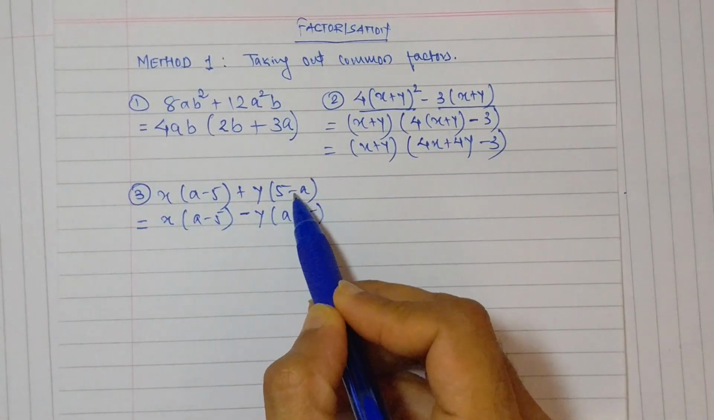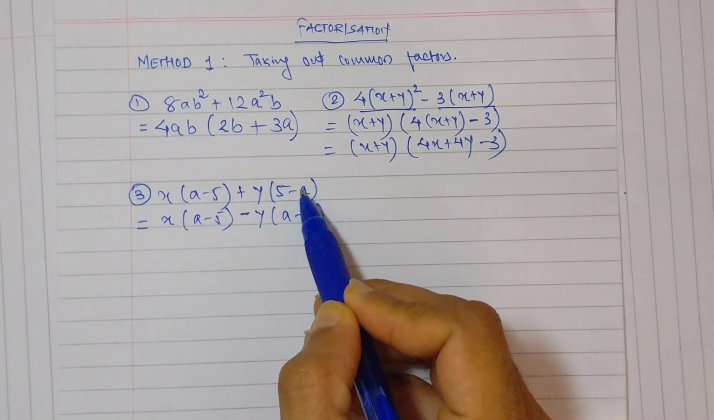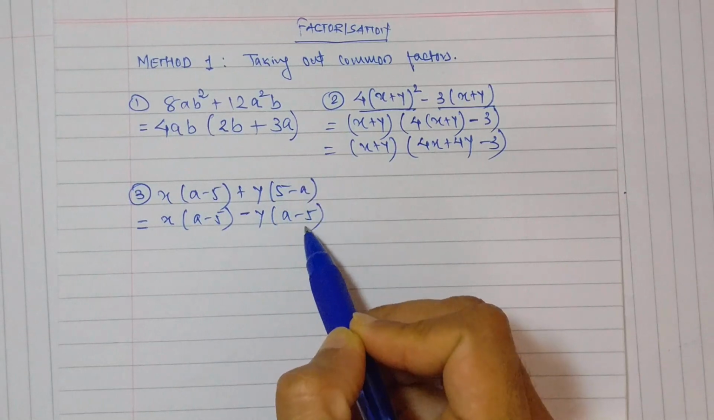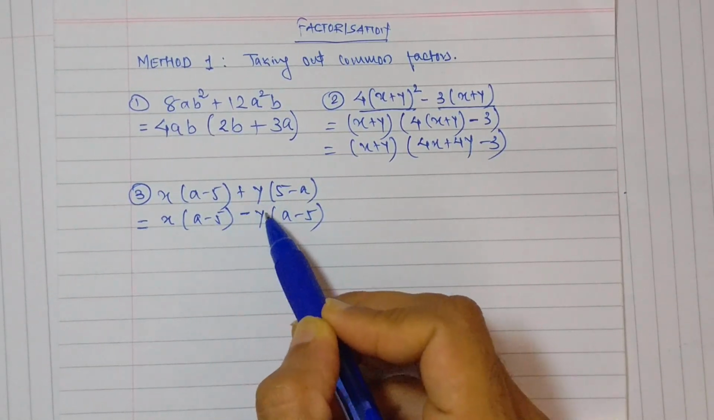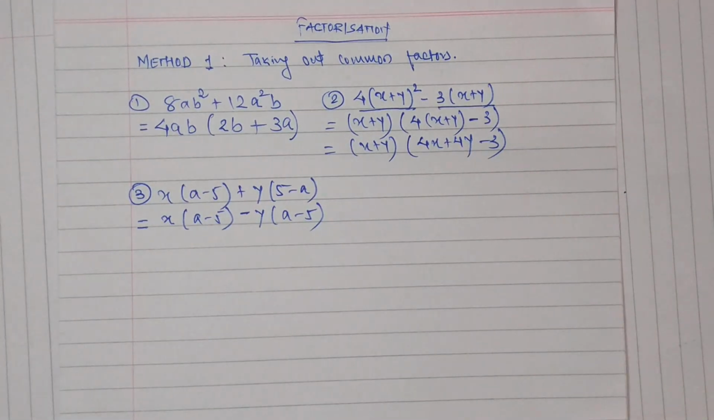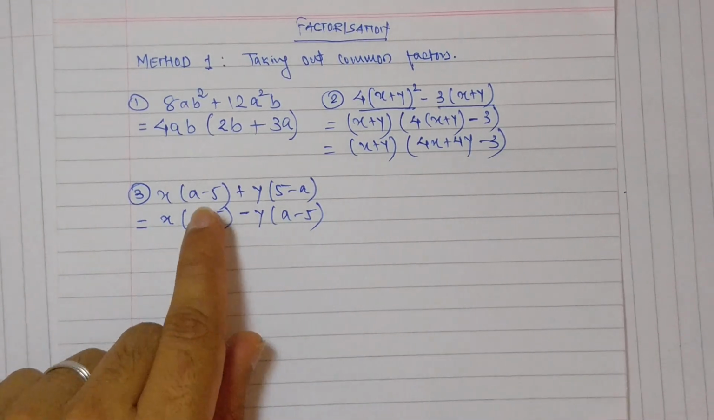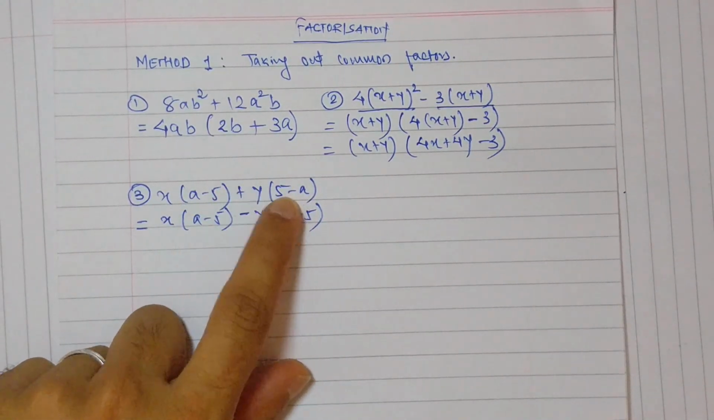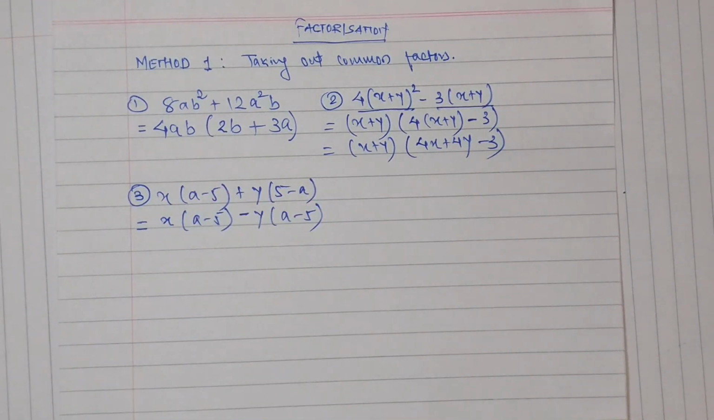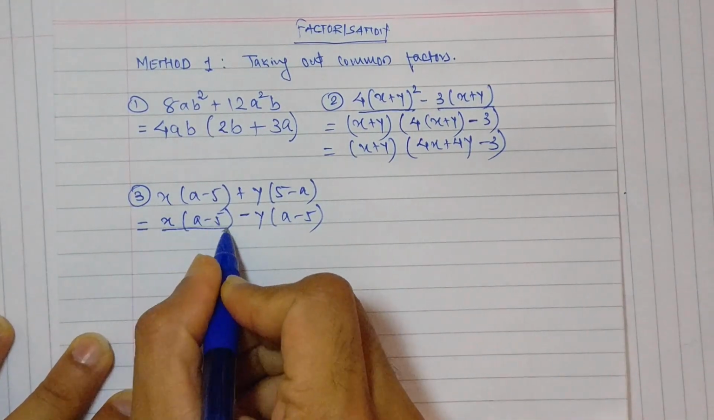I took out minus sign common. So this a which was negative, it became positive, and this 5 which was positive became negative, and this plus, because I took minus sign out, plus minus became minus. So I can do this in any question. If you are stuck with this kind of brackets, where the values are same but the signs are different, a minus 5, 5 minus a, you can take out minus sign common and then you can factorize.